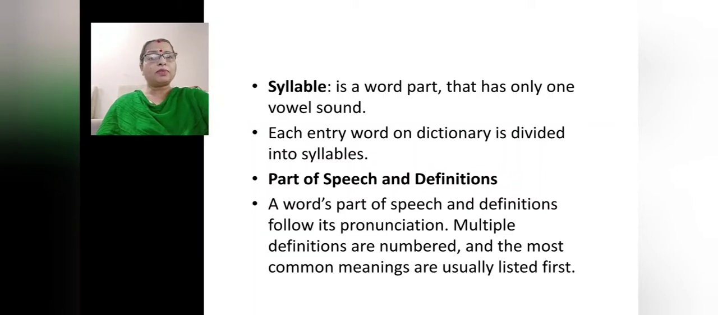Sometimes you find multiple definitions given, and they will be numbered 1, 2, 3, 4. That means there are four definitions of that particular word. And the common meanings are usually listed first. So the common meaning is given first.